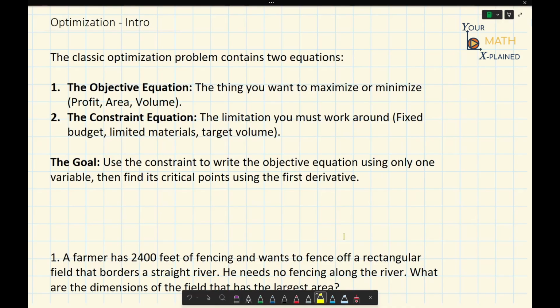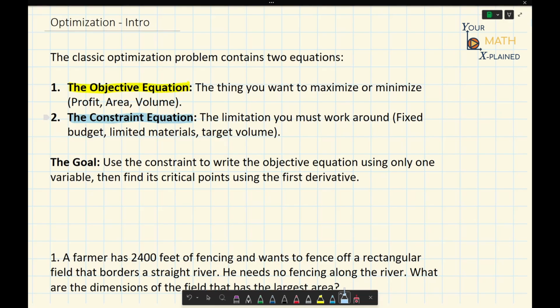The classic optimization problem usually contains two equations. The first one is what we call the objective equation. The objective equation is usually the thing that you want to maximize or minimize, and this could be either profit, area, volume, or something else. And then the second equation is what we call the constraint equation.